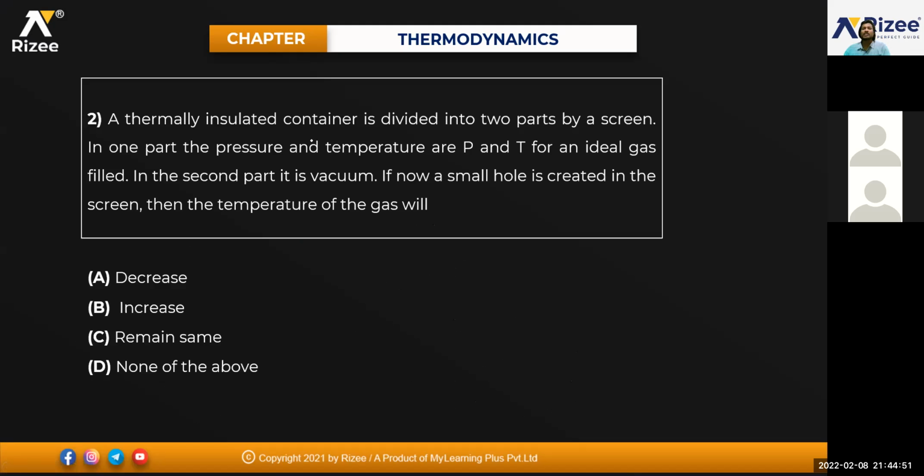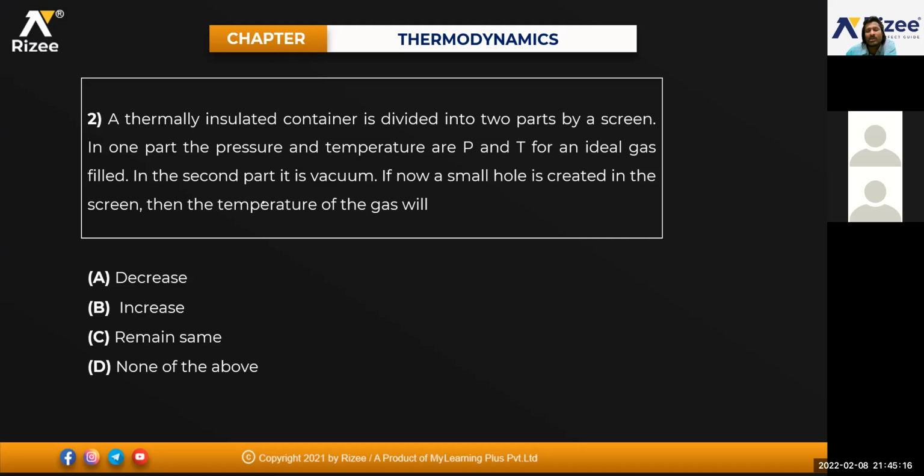Next one. A thermally insulated container is divided into two parts by a screen. In one part, the pressure and temperature are P and T for an ideal gas filled. The second part is a vacuum. If now a small hole is created in the screen, then the temperature of the gas will be equal to how much?